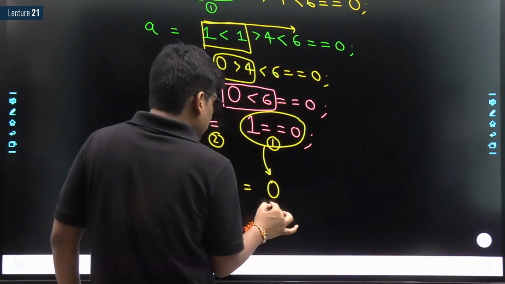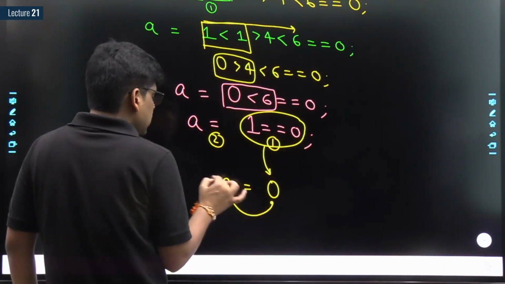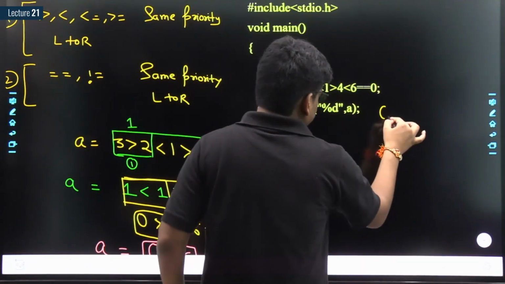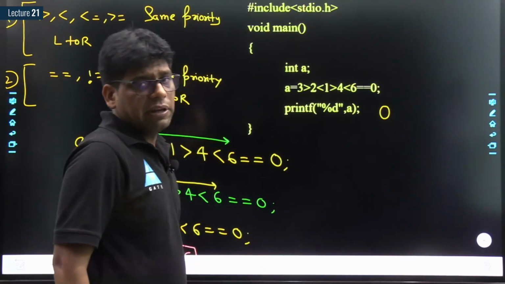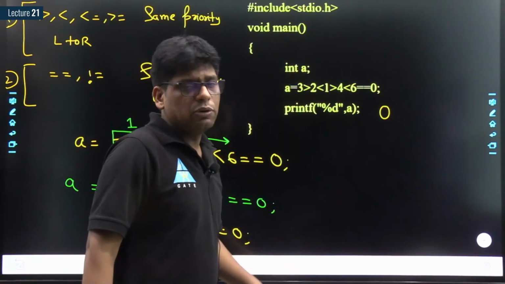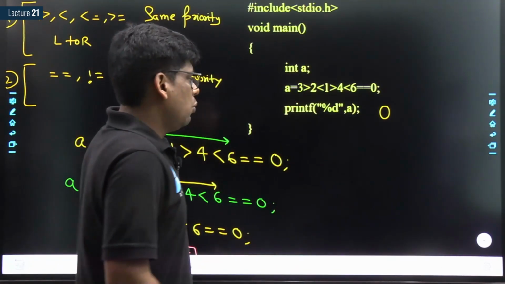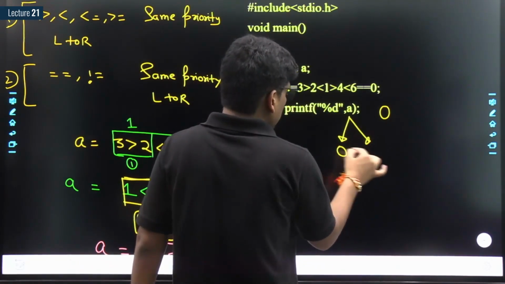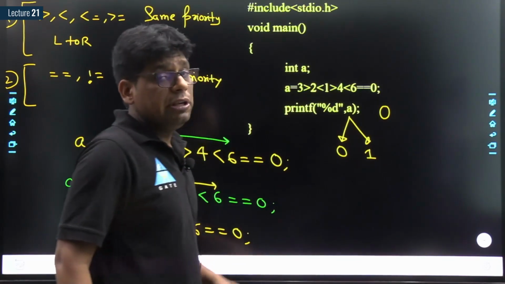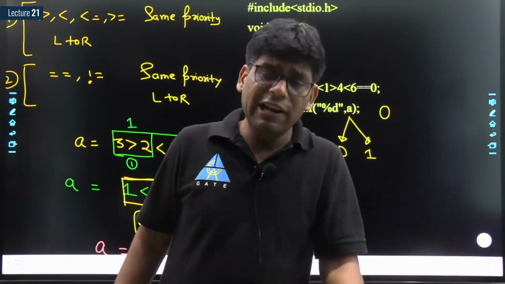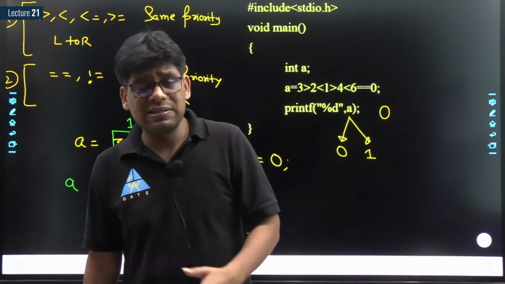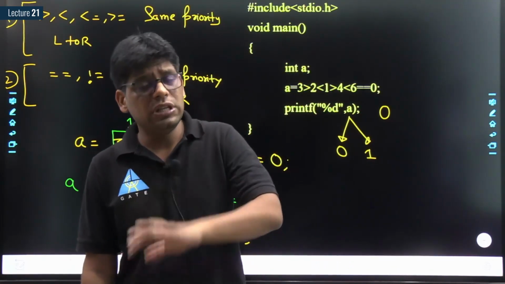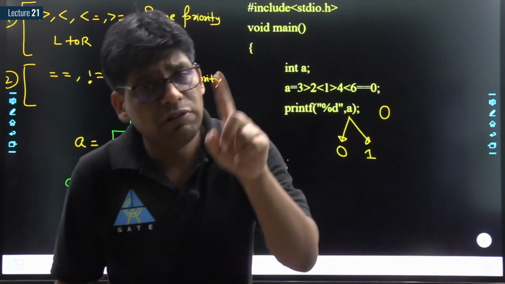What is the value that goes inside A? Sir, 0. So what is the result? Sir, the answer is 0. Even without solving the question, can I ask what the possible values for A could be? Sir, it is 0 or 1, because we know that the output of every relational operator, whether it is less than, greater than, less than equals to, greater than equals to, not equals to, or is equals to, is always 0 or 1.